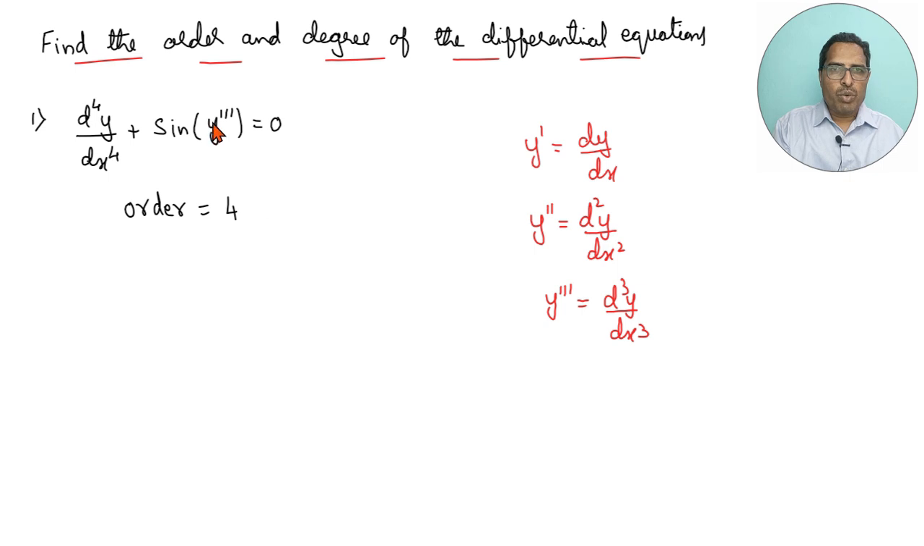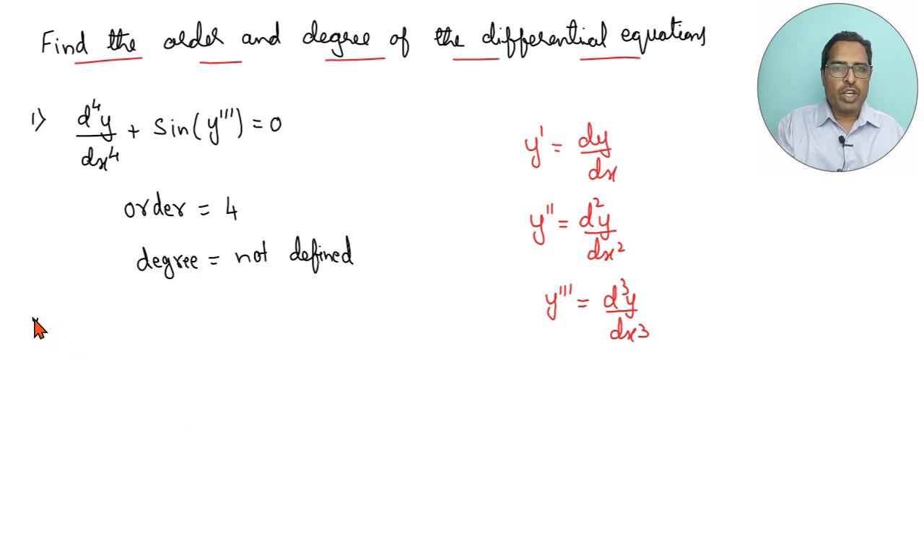If you try to observe over here, y triple dash is a third order derivative and this is not in the polynomial function form. So therefore, the degree of the given differential equation is not defined. Because sine is not in terms of the polynomial function. It is in the form of the derivative. Over here, y triple dash is in the form of a derivative. Therefore, the degree is not defined.